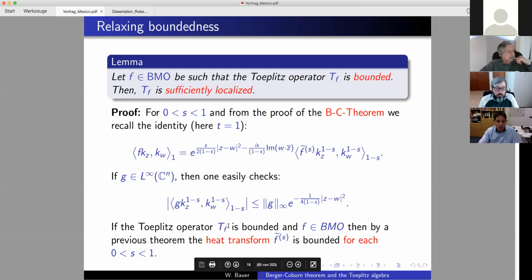Now, if I assume that the Toeplitz operator is bounded, but the symbol is in BMO, then from the Berger-Coburn theorem, I know that the heat transform of that symbol at some time will be bounded. At some time t, it will be bounded.